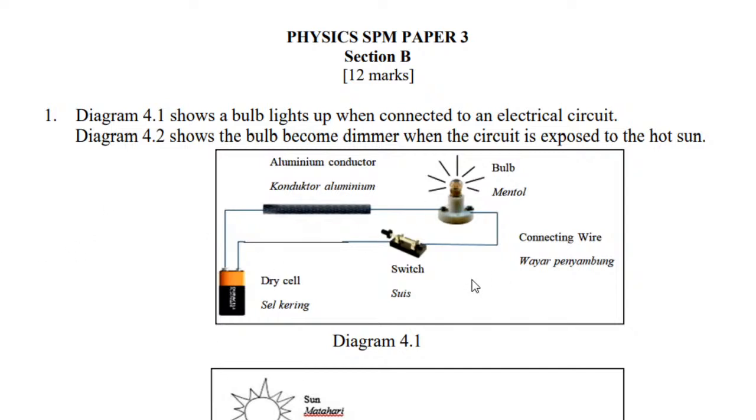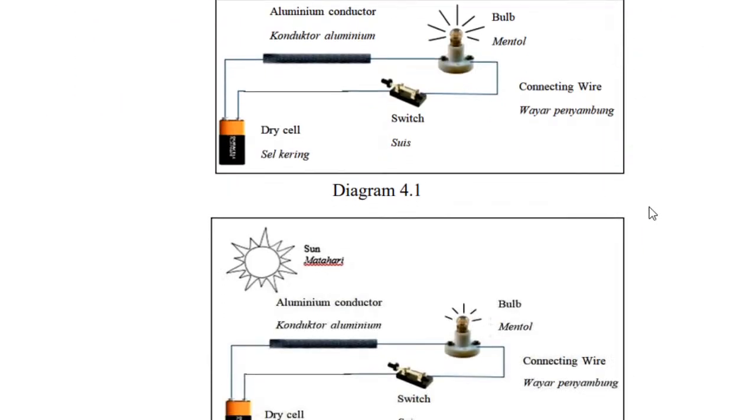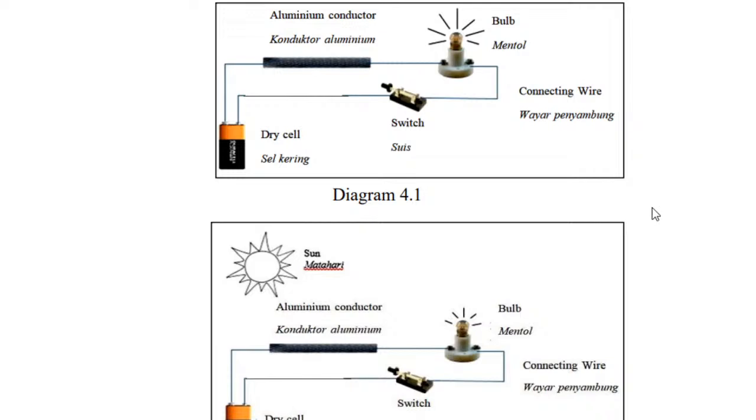Okay, you can see my screen already, right? Okay, so tonight we look at resistance, factors affecting resistance. Okay, look at this question. We have done this before. Alright, so diagram 4.1 shows a bulb lighting up when connected to an electrical circuit. Diagram 4.2 shows the bulb becoming dimmer when the circuit is exposed to the hot sun. Okay, like that. So look at the diagram.